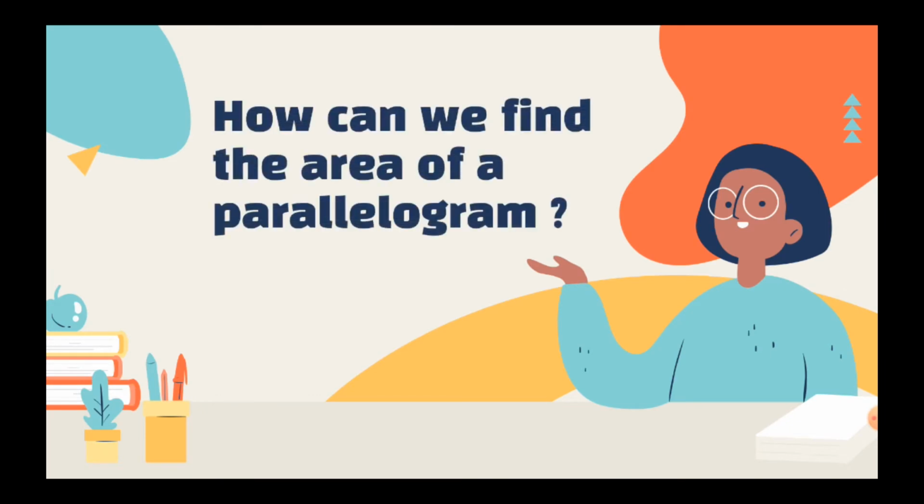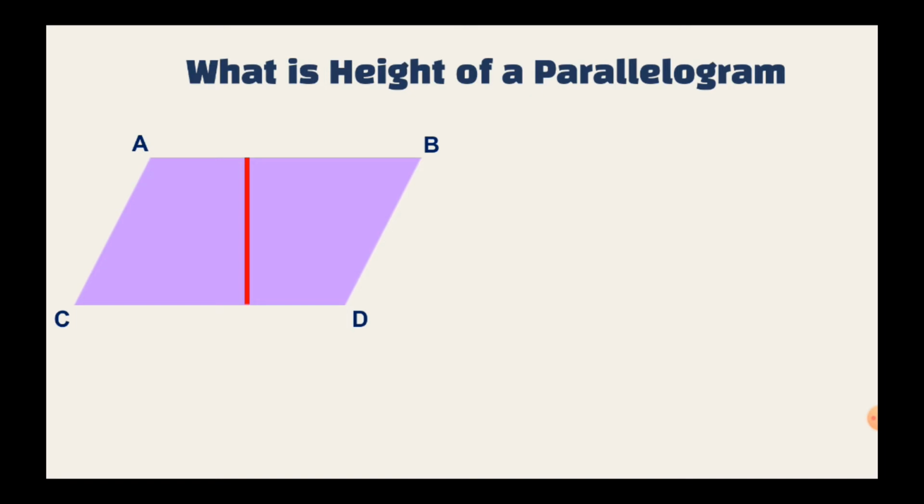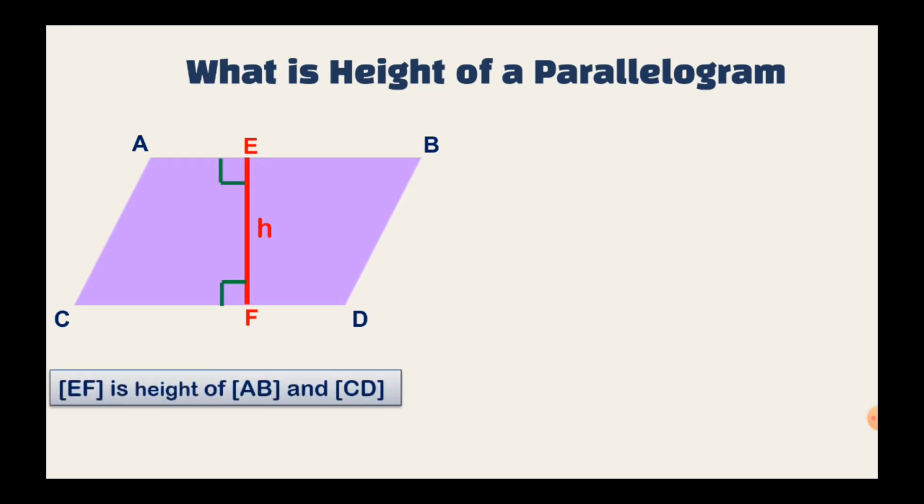Now, let's discover how we can find the area of a parallelogram. First of all, you should know what the height of a parallelogram is. Now, this is a parallelogram. Let's draw a line segment from side AB to CD. If this line segment is perpendicular to both CD and AB, it is called the height of AB and CD. And the side which is perpendicular to the height is called the base.